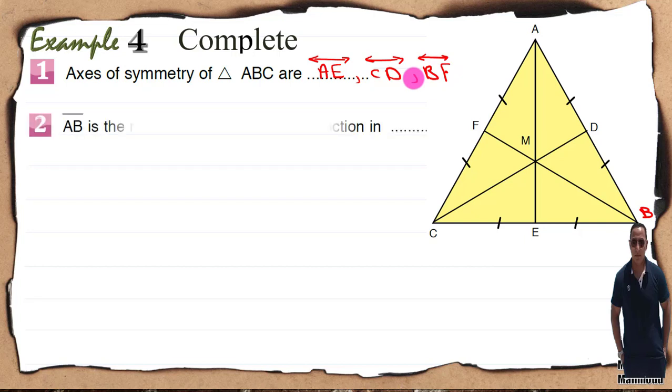Okay, question number 2. AB is the reflected image of AC. This is AB and this is AC. By reflection in what? Here B is a reflection of C by using E, and A is itself, so the axis of reflection is AE. I used the axis AE. Again, the axis AE reflects AB to AC, because B is the image of C by reflection in E.